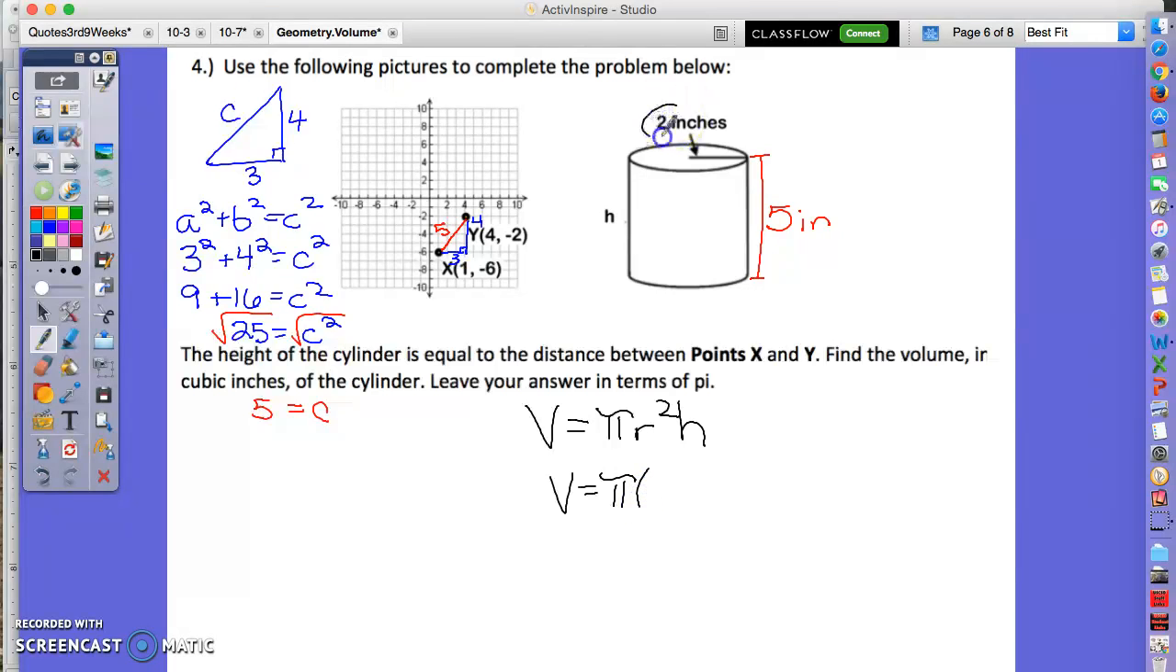The radius is given to you as 2. Remember, the radius is from the middle to the side. So if they had given us the whole way across, that would be the diameter, not the radius. We're going to square that, and we're going to multiply it by our height. Do all of the numbers first, and do your order of operations.